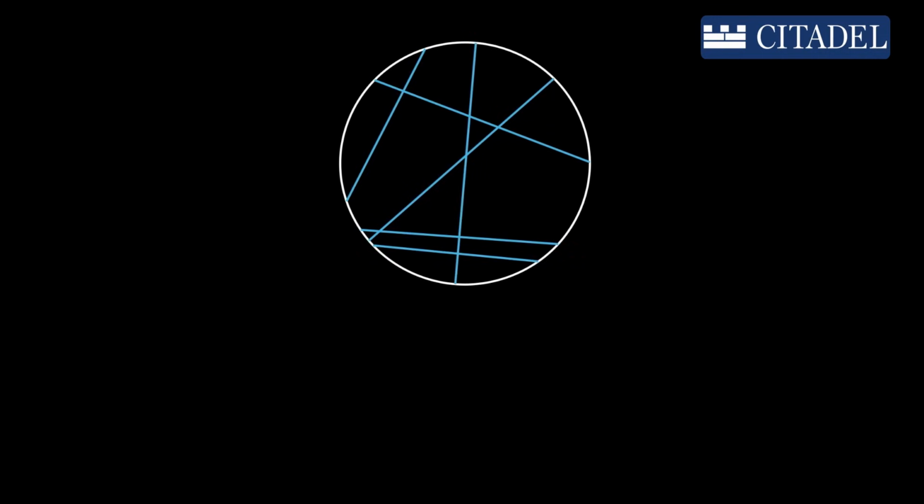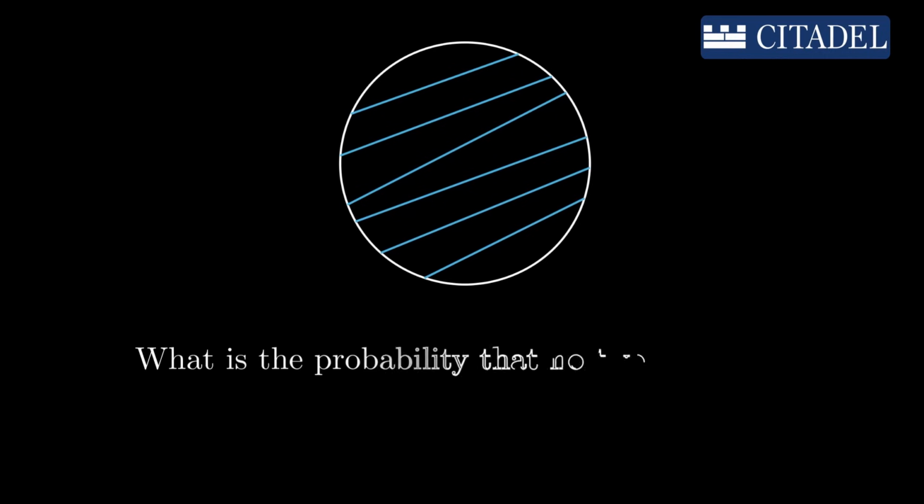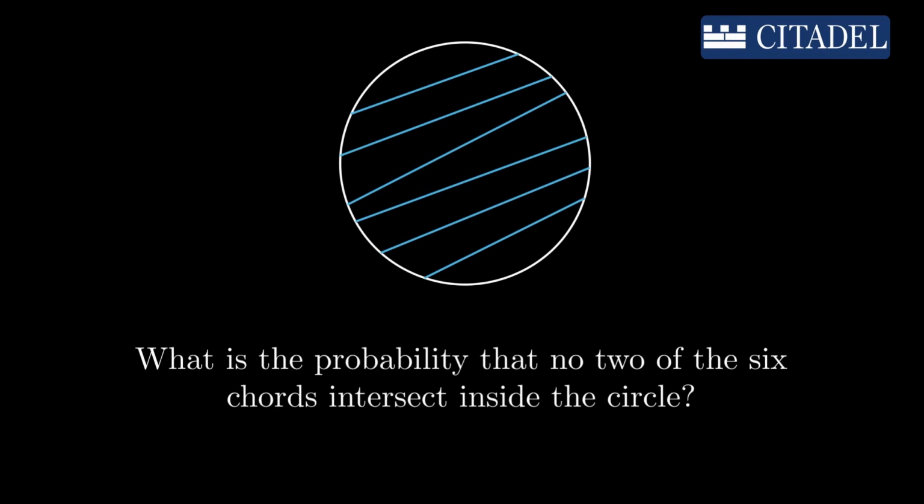Let's consider another problem. We randomly draw 6 chords in a circle by selecting their endpoints independently along the circumference. Depending on the configuration, the chords may or may not intersect. For example, in this case, some of the chords intersect. However, in this case, none of the chords intersect. So, what is the probability that no 2 of the 6 chords intersect inside the circle? Try to solve it on your own.